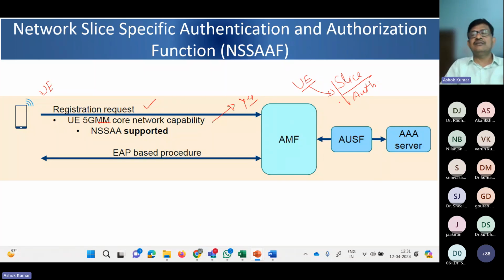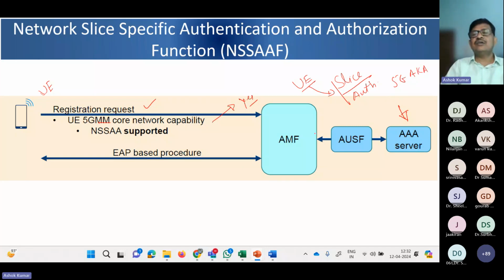So you have a different authentication server or AAA server for slice specific authentication. And there can be a different authentication mechanism. For example, in a normal 5G network, you have 5G AKA, we call it 5G AKA.